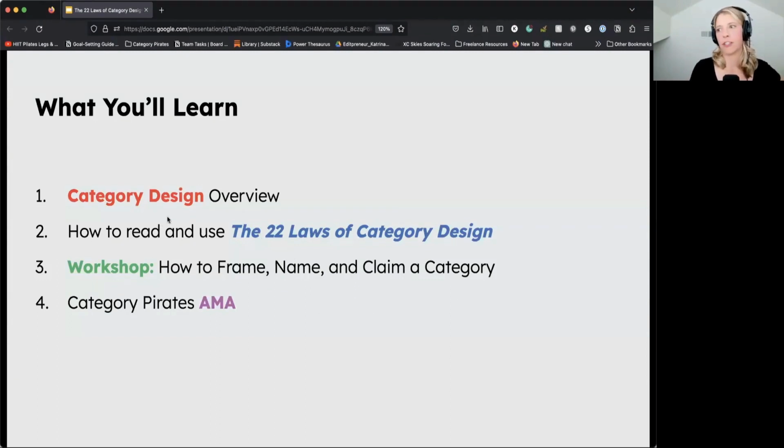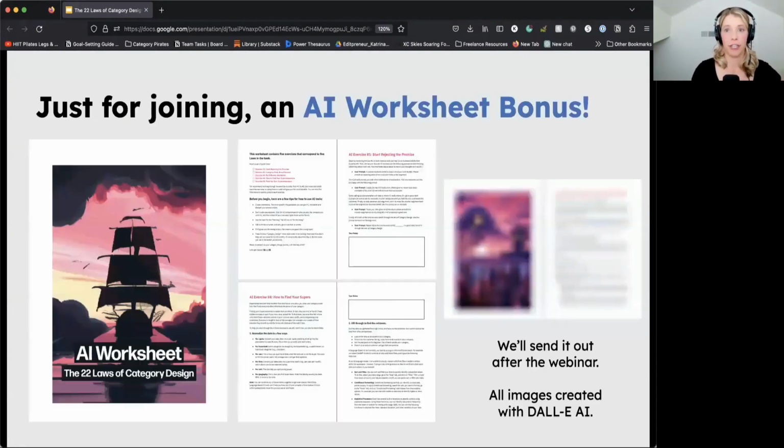We're going to run through the first 2 sections pretty quickly. We're going to spend the majority of the time on the workshop and the AMA. So just hold tight if you maybe have heard some of the initial stuff before. And if you're new to category design, this will be new to you.